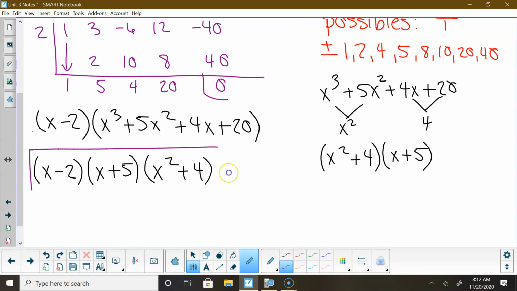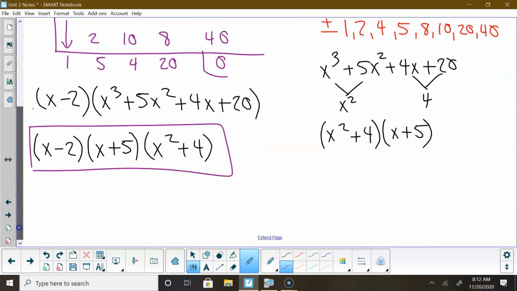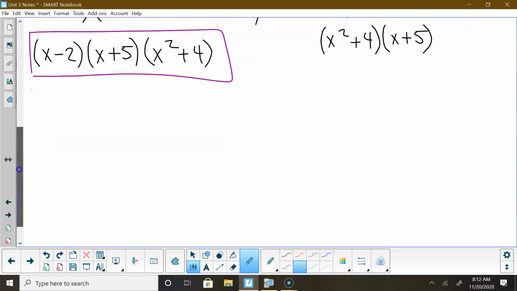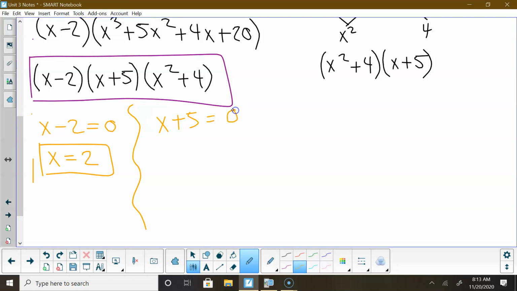What's my last thing that I got to do? I got to find all the zeros. Now, when it comes to finding the zeros, the first two are pretty easy, right? So I've got x minus 2 equals 0. That's just x equals positive 2. There's 1 zero. I've got x plus 5 equals 0. So x equals a negative 5. That's my second zero.